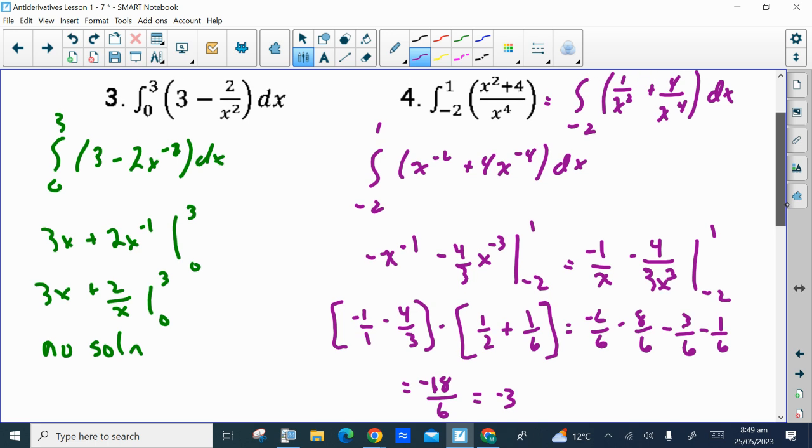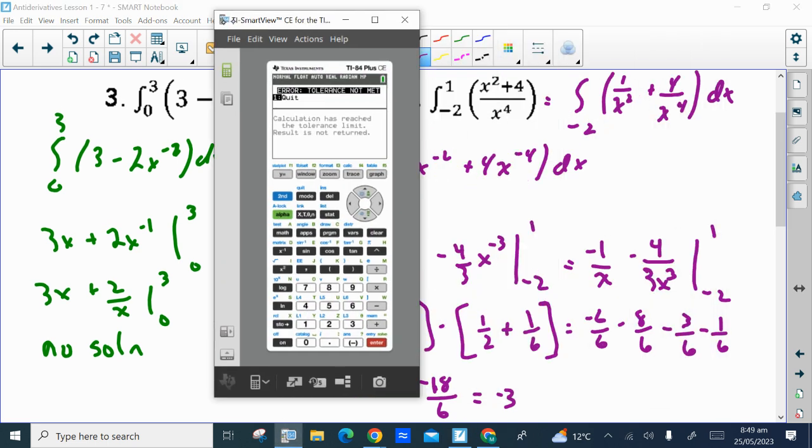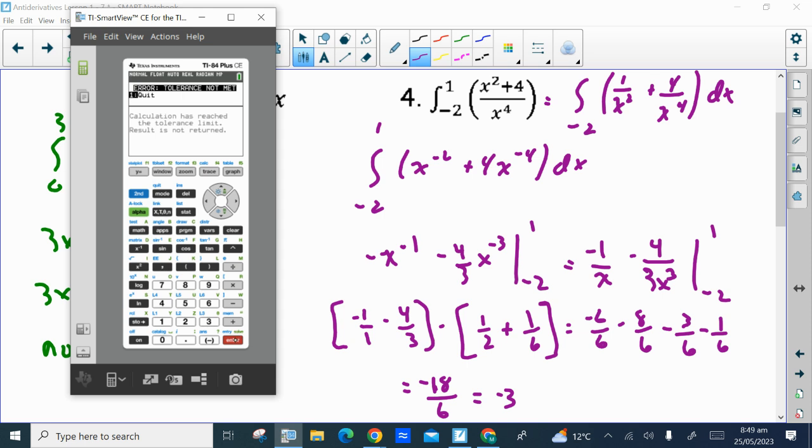And again, we can check that. We'll go to y equals, we'll put the expression in, the original one, using brackets to keep the numerator together, x squared plus 4, in brackets, all divided by x to the 4th. And then second function trace, number 7. Our lower limit is -2. Our upper limit is +1.